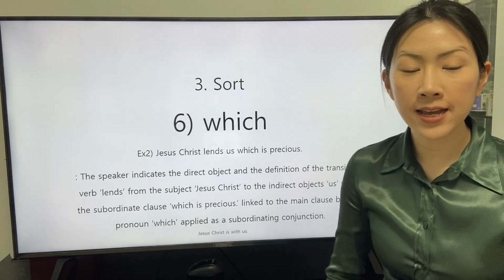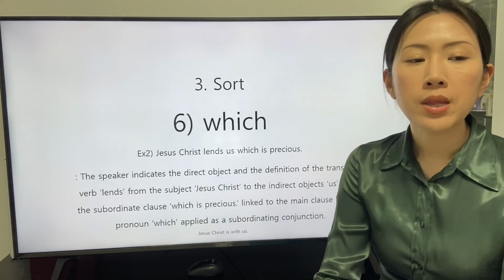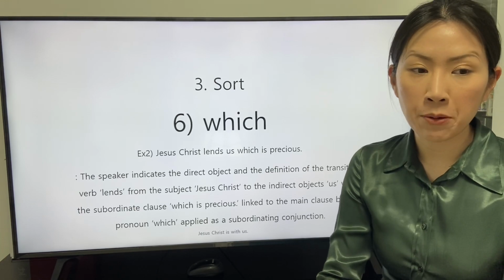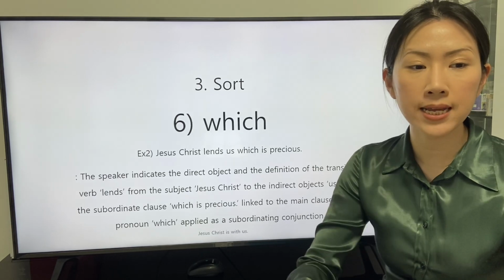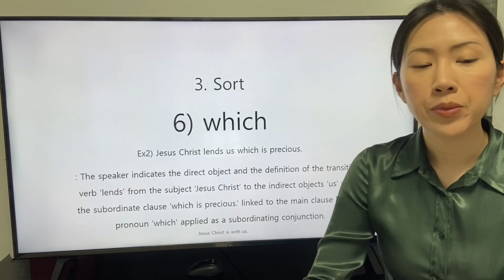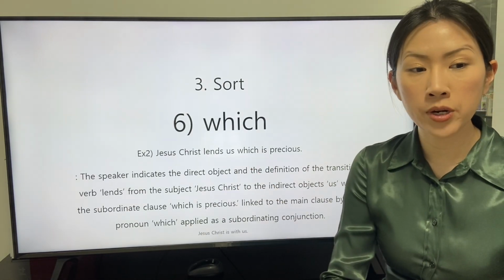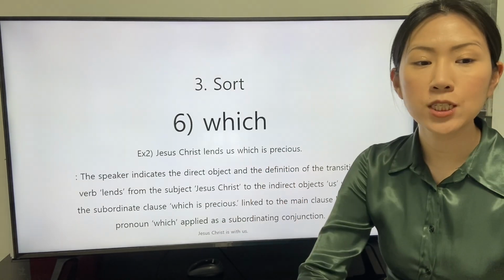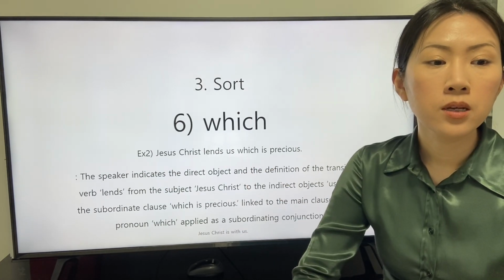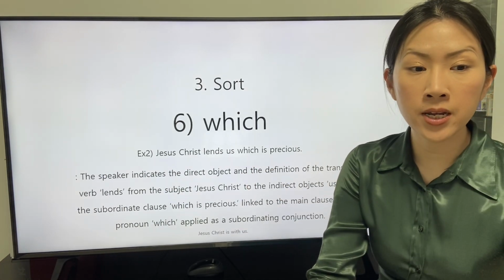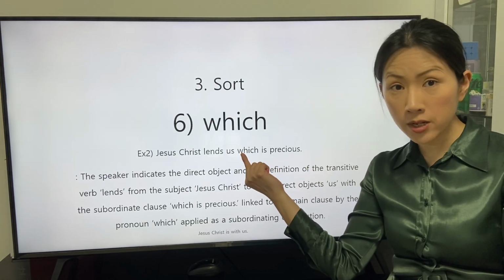The second sentence is this: Jesus Christ lends us which is precious. The speaker indicates the direct object and the definition of the transitive verb lend from the subject, Jesus Christ, to the indirect object, us, with the subordinate clause which is precious, linked to the main clause by the pronoun which, applied as a subordinating conjunction. The speaker indicates the direct object with the subordinate clause which is precious.